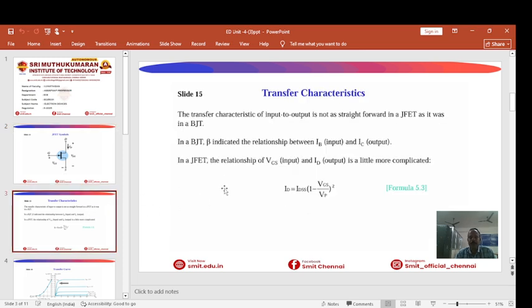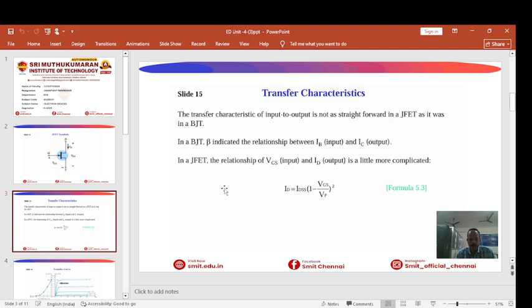Then coming on to the transfer characteristics. What is a transfer characteristic? It is a characteristic that is defined between one input parameter and one output parameter. Here we are taking the input voltage, that is VGS, as one parameter, and we are taking the output current ID as the second parameter. So the graph will show how VGS affects the drain current. The transfer characteristics is basically based on Shockley's equation.